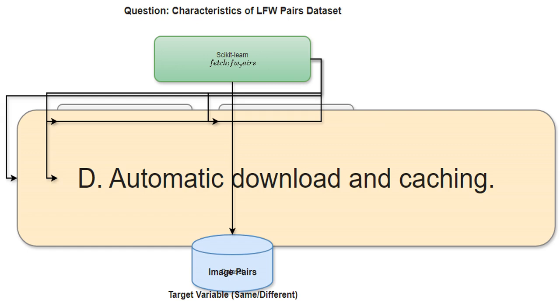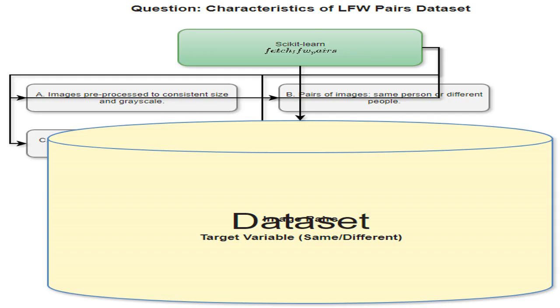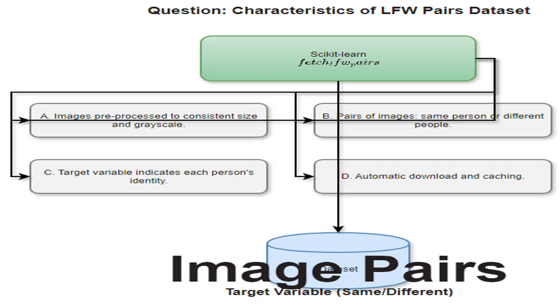This saves time and bandwidth. The LFW pairs dataset itself is a collection of face images. It is specifically designed for tasks involving face comparison and verification. This collection of images is not just random, it's curated and ready for analysis. The dataset is structured as pairs of images. Each pair contains two faces.